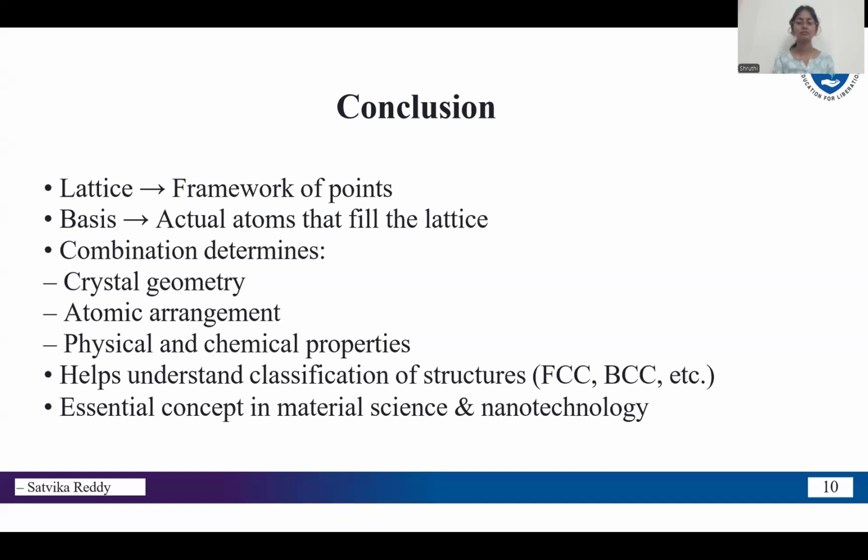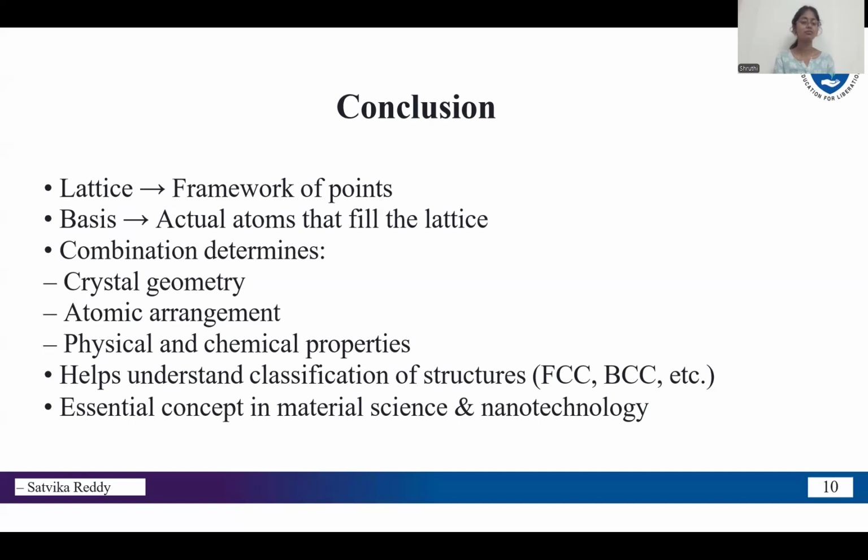Graphical or model interpretation. Think of the lattice as pins on a board placed at regular distances. The basis is the shape attached to each pin. If you attach one ball, you get a simple cubic crystal. Two balls, an NaCl-type crystal. A tetrahedral molecule, a diamond-type crystal. Changing the basis changes the entire crystal, even if the lattice is the same.